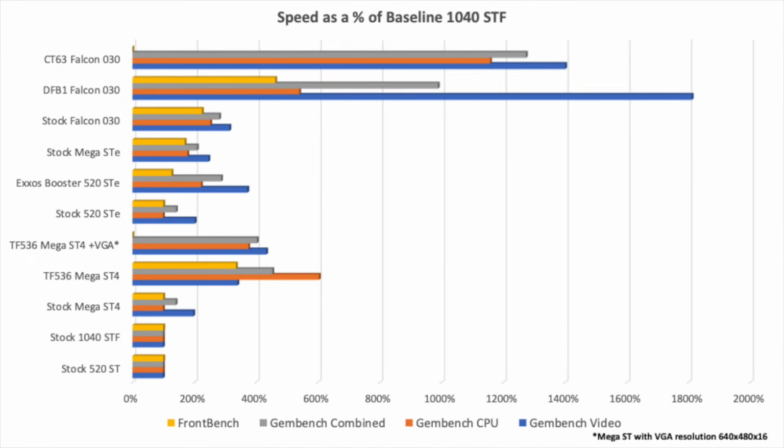So here we have the benchmarks, all the numerics that we have, and a nice bar chart. I don't think anything is surprising here after seeing all those various different results. Obviously, the Falcon benefits significantly from the improved video capability that it has versus the other systems specifically. But also, there are some significant benefits from the accelerators for both the DFB1 as well as the CT63. That said, the Terriblefire 536 does a great job as well.